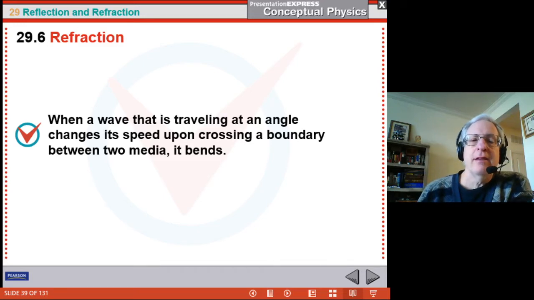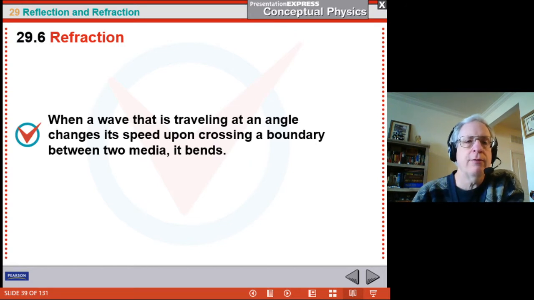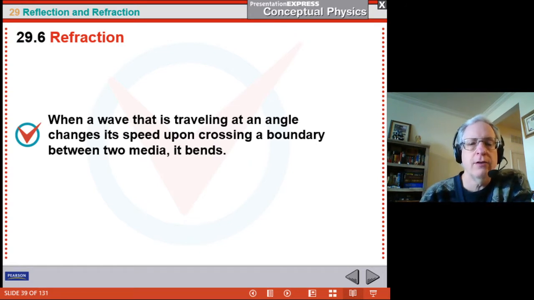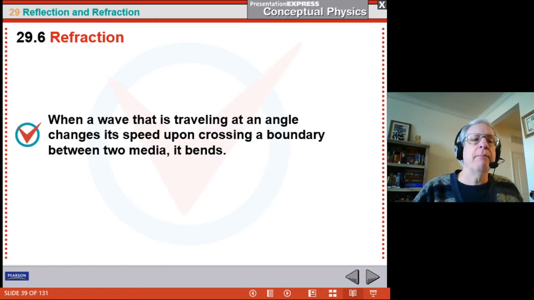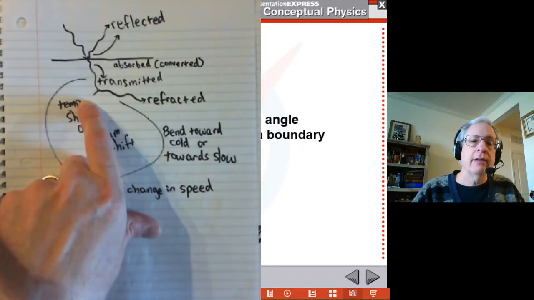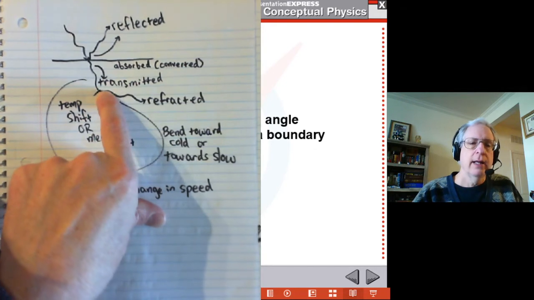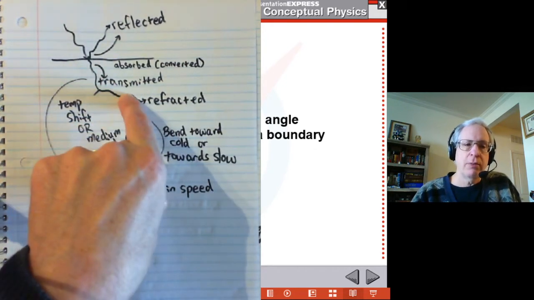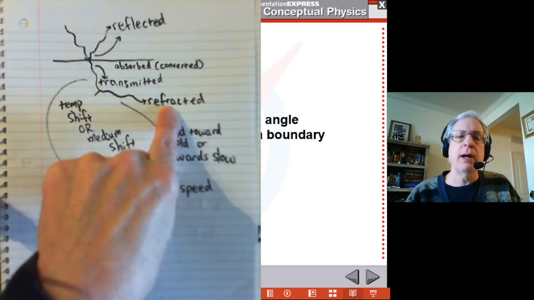Hello, welcome back. This section we're going to start talking about refraction. Now we'll talk a lot more about refraction when we get to chapter 30 and talk about lenses. But when a wave that is traveling at an angle changes its speed when crossing a boundary, it bends. So in this example, if there was a temperature boundary or a medium shift right here, and it bent because it changed speed, that bending is caused by refraction.